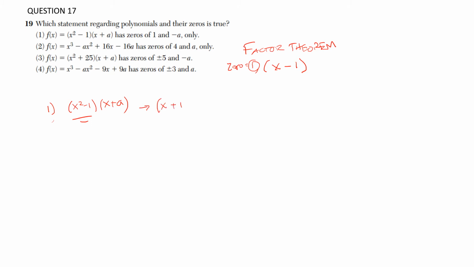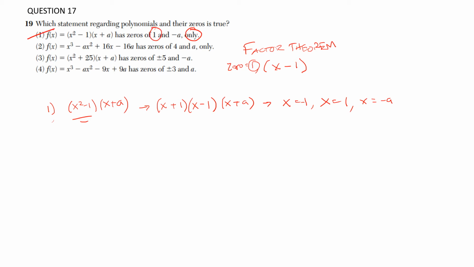So we actually have x plus 1, x minus 1, and x plus a. So the zeros, you just set each one equal to 0. For x plus 1 equals 0, x equals negative 1. For the second one, x equals 1. And for the last one, x equals negative a. So it's not right because it says only. This should say positive or negative, so that is out.